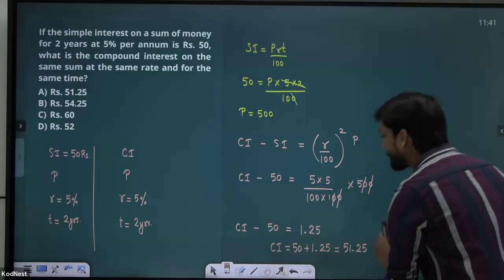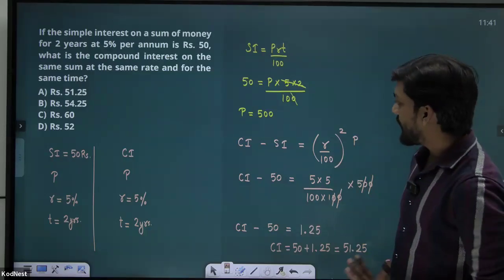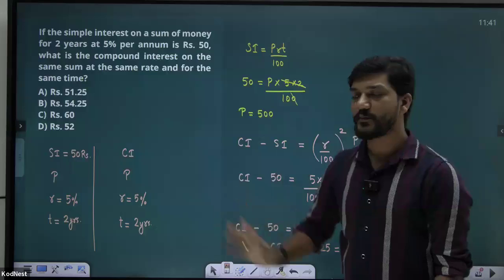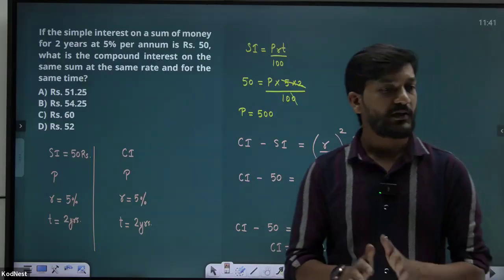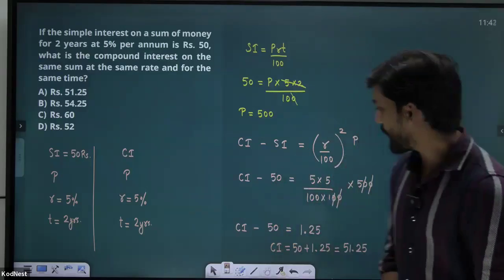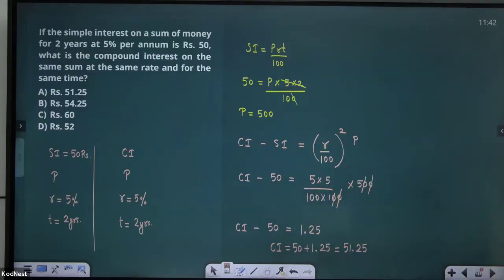So 51.25. Okay. But yes, first you will have to calculate the principal. Otherwise, you cannot calculate. You should have the principal. So this is the second way. Okay. So carefully see, until now, anything doubtful?